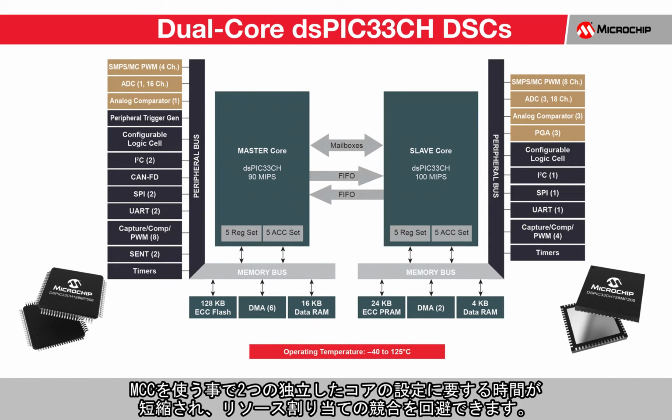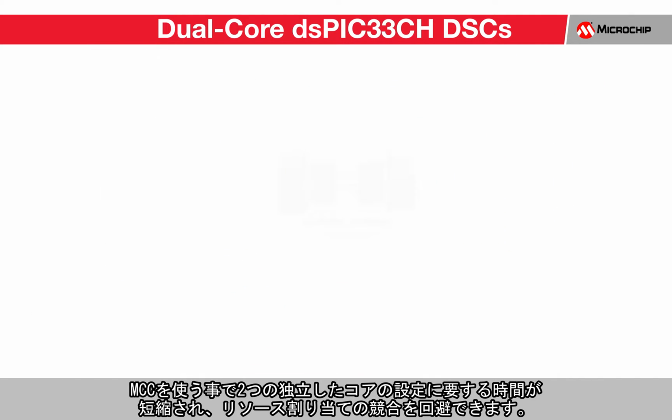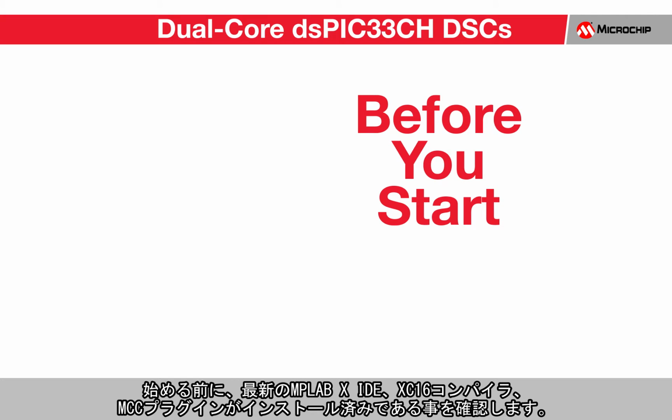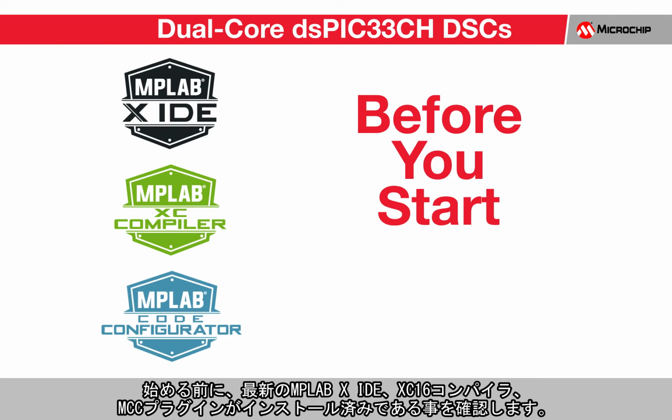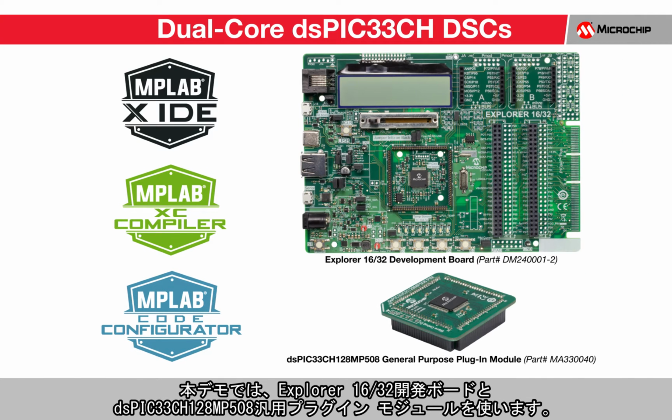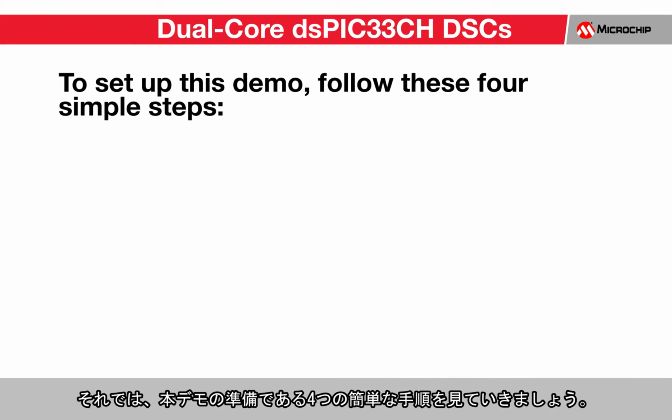MCC reduces the time required to configure the two independent cores and helps avoid any resource allocation conflicts with ease. Before we start, please make sure you have the latest MPLAB X IDE, XC16 compiler, and MCC plugins installed. For today's demo, we will use the Explorer 16/32 development board with a dsPIC33CH128MP508 general purpose plug-in module. Now, let's look at our four simple steps to get this demo ready.